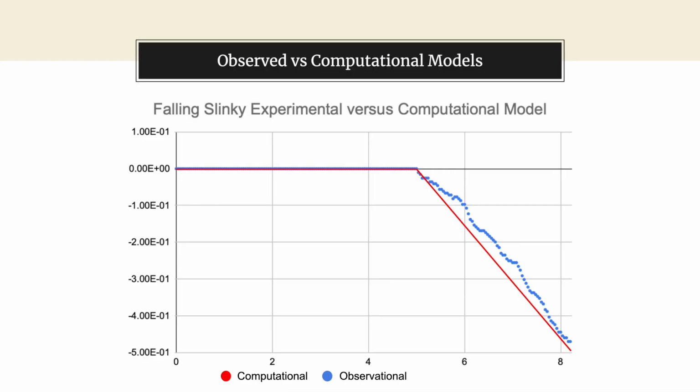This graph now shows position as a function of time for our video analysis of the falling slinky and the computational model. We see that the model does a good job at predicting the motion of the falling slinky. From 0 to 5 seconds, the computational model shows that the slinky is not moving, which is consistent with the observational data. The reason the slinky is motionless is because the tension force of the slinky and the force of gravity are equal. After 5 seconds, the slinky stops experiencing much of the tension force and begins falling. Because the slinky is falling, it experiences a drag force.